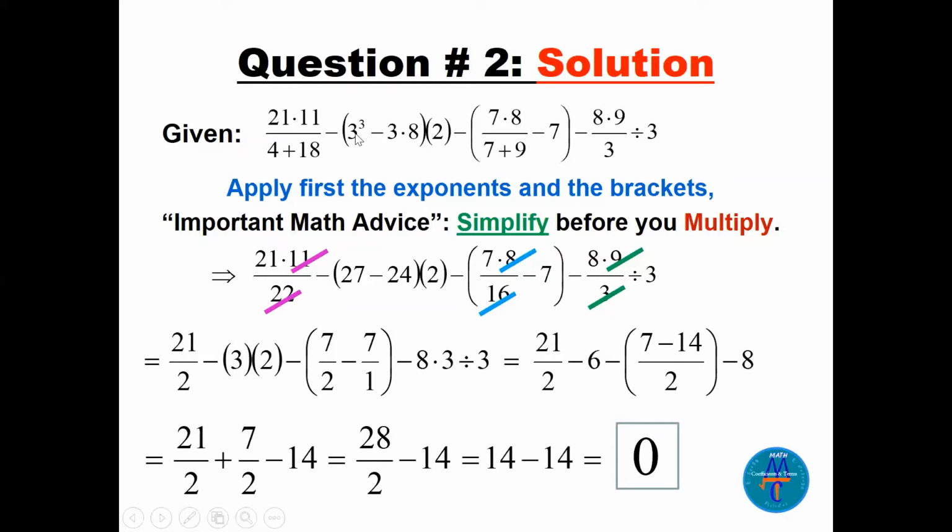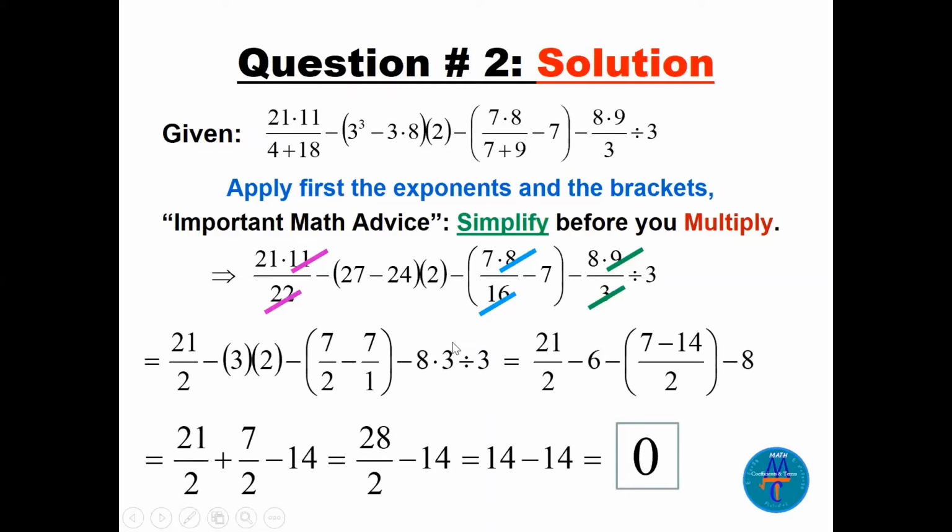Let's see now, this one, 3 cubed inside the bracket, 27. 3 times 8 is 24, times the 2 outside, leave it. Look here, 7 times 8 divided by 7 plus 9. Here we can add easily 16, and then we can cancel the 8. So that will be 7 over 2. You see that here. Also, 9 divided by 3, cancel by 3. So 8 times 3. See, this is 8 times 3 divided by 3.